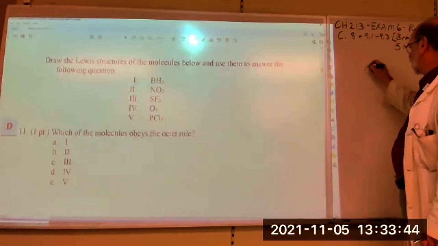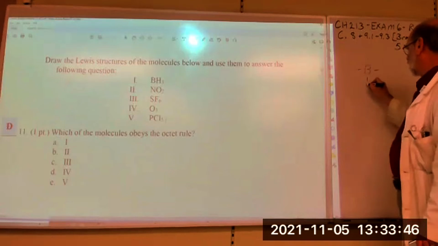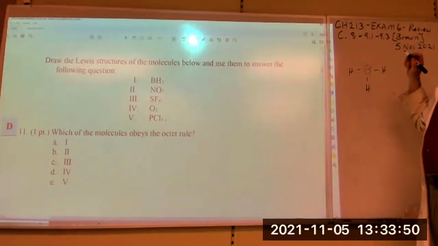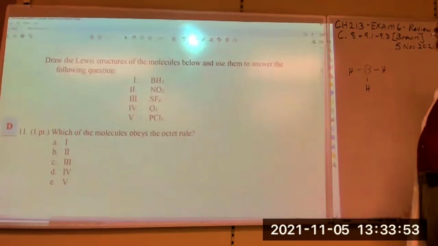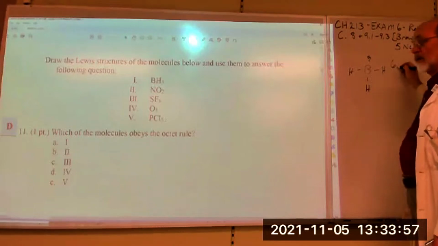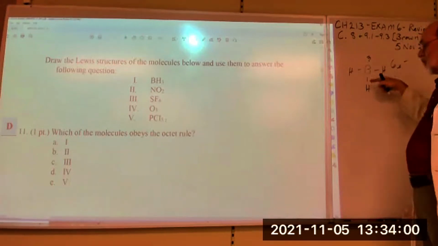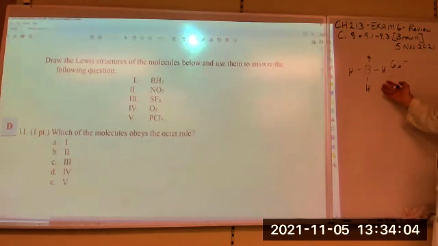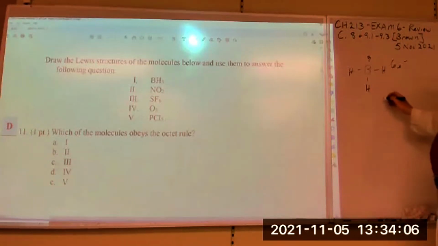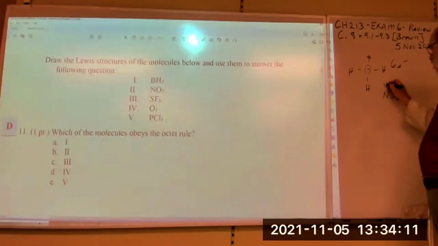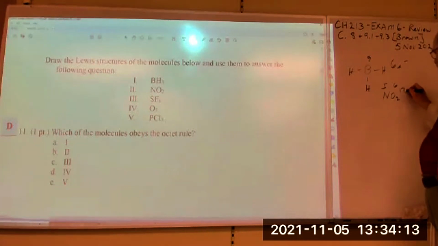So remember when we did boron trihydride? It's only got 6 electrons. Boron has 3 valence electrons, and then you have 3 more from the hydrogens, so you have 6 total. So once you draw the skeleton, you're done. So it's less than an octet. How about NO2? Nitrogen is 5, oxygen is 6, that makes 12 there, 17 total.